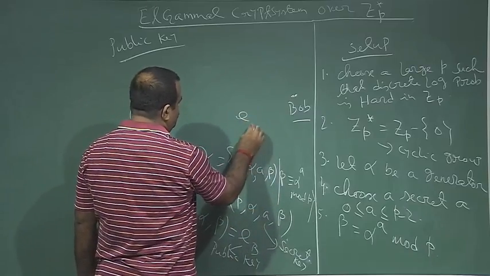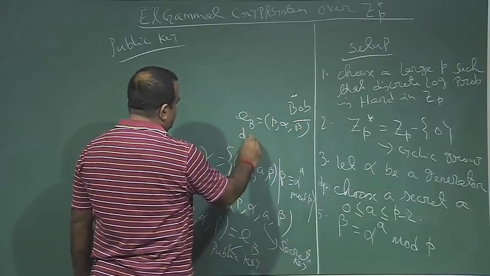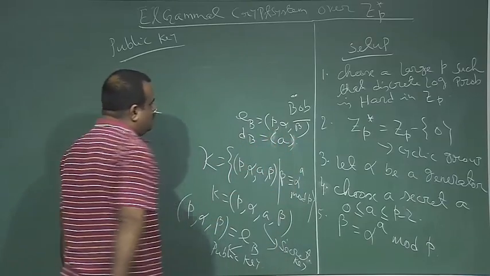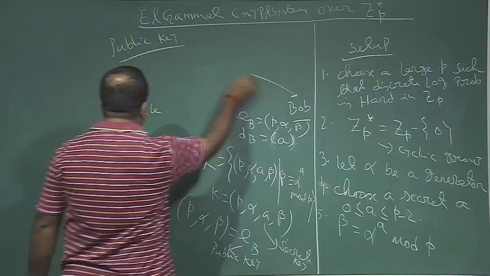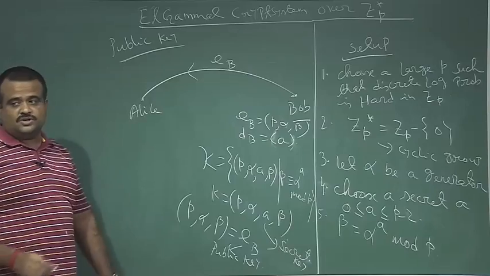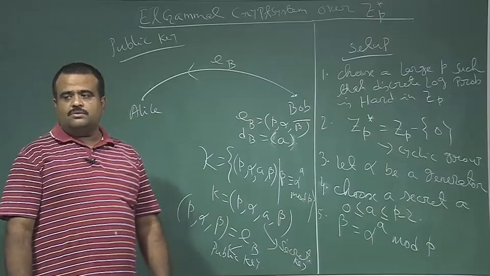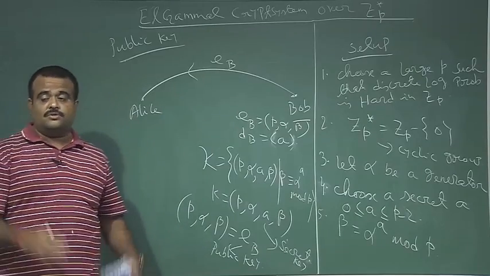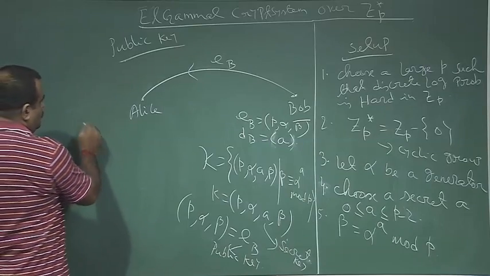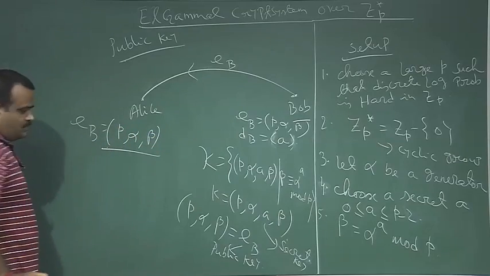So Bob computes EB, which is basically (p, alpha, beta), and DB, which is basically a. So a is the secret key of Bob. So Bob sends this EB over the public channel to Alice, because Alice wants to send a message to Bob. So Alice needs to get Bob's public key in order to encrypt a message for Bob. So this is EB, which is basically (p, alpha, beta), Bob's public key.